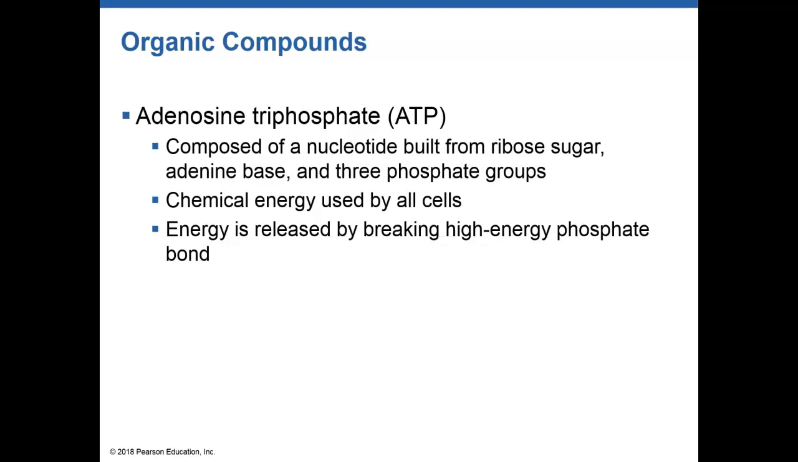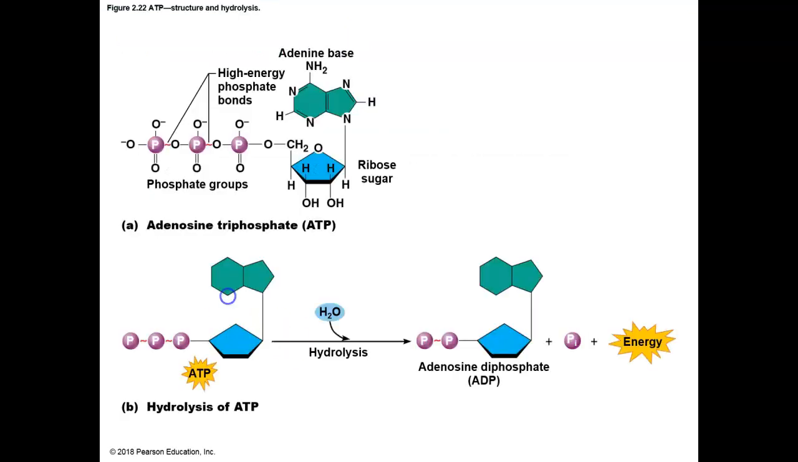This is the energy currency that our cells use for almost everything in life. And so here you can see adenosine triphosphate. When we break it down through hydrolysis, we release a phosphate, and between that 2nd and 3rd phosphate group, we have a high energy bond, and that energy is released to do work.